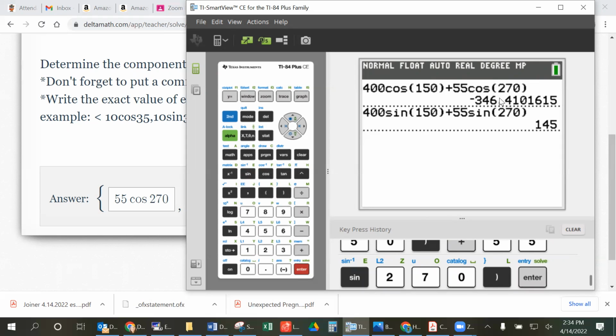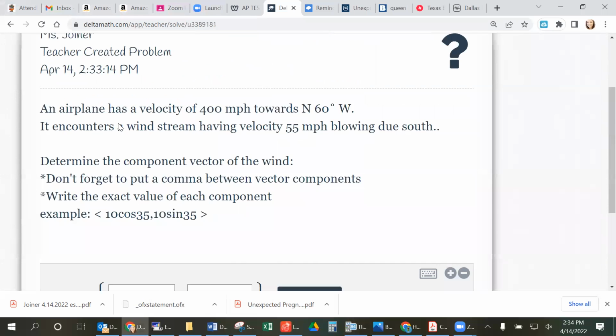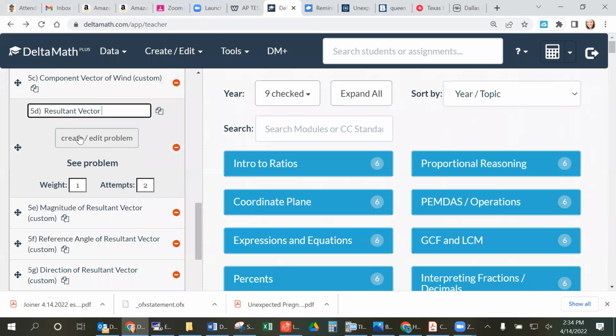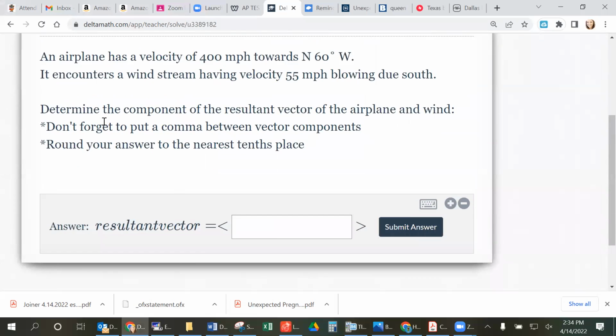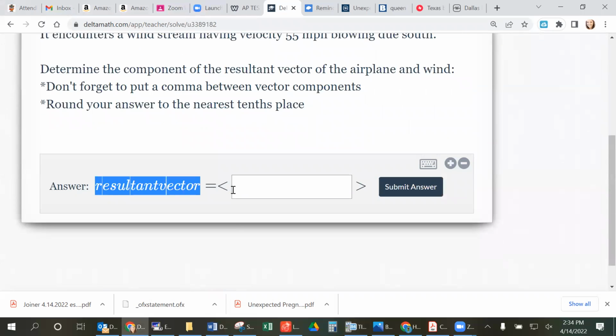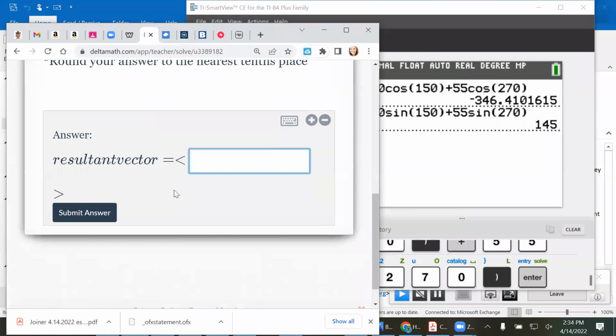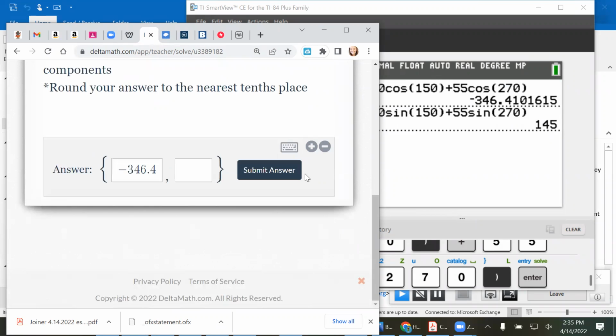So this is my X, this is my Y. So in the next question, when it asks me for the vector, that's what I'm going to type in. So I'm going into part B now. Okay, it says, write the resultant vector. That's when you add them up. And I'm going to type in those numbers on my calculator. Okay, so my first one was negative 346.4, comma, and then 145. Just like that.